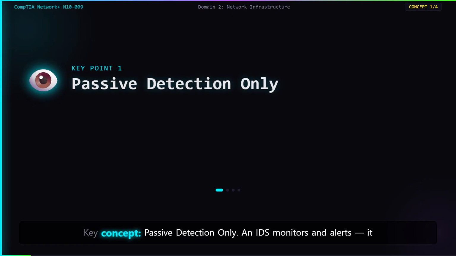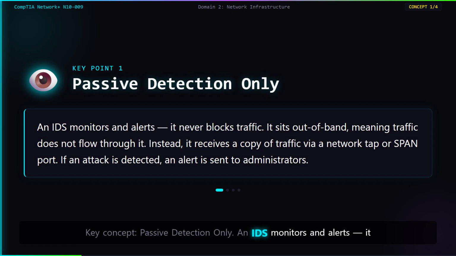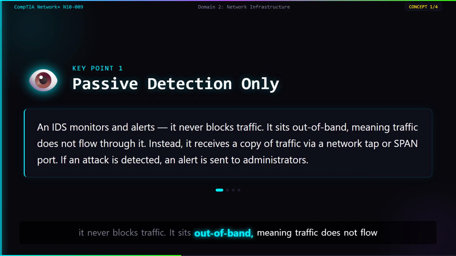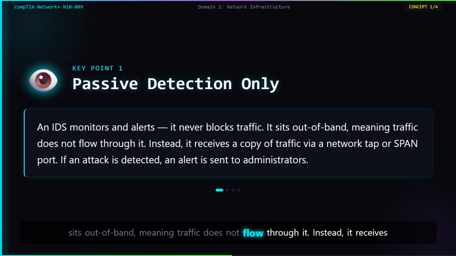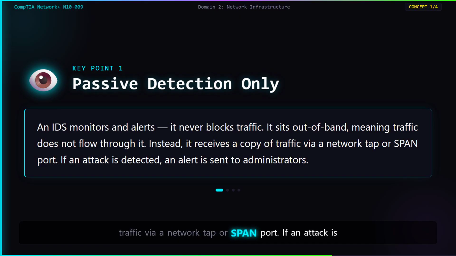Key concept: passive detection only. An IDS monitors and alerts. It never blocks traffic. It sits out of band, meaning traffic does not flow through it. Instead, it receives a copy of traffic via a network tap or span port. If an attack is detected, an alert is sent to administrators.